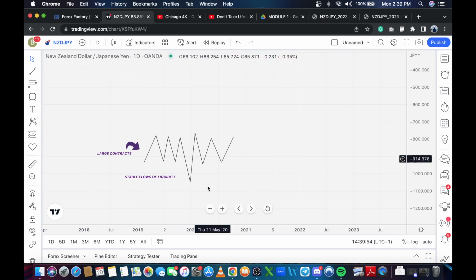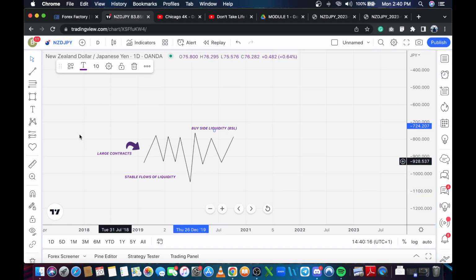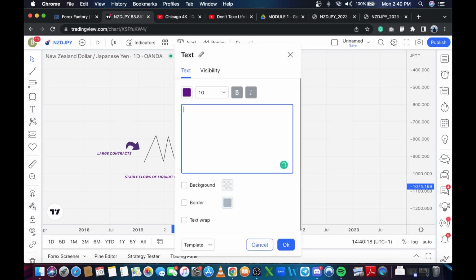That is open float liquidity. They typically rest above old highs and below old lows. Liquidity resting above old highs, we call buy side liquidity, or BSL, in case you're wondering. And the liquidity resting below old lows, we call sell side liquidity, or SSL. I'm going to talk more on this when I get to the video where we talk about internal versus external liquidity.